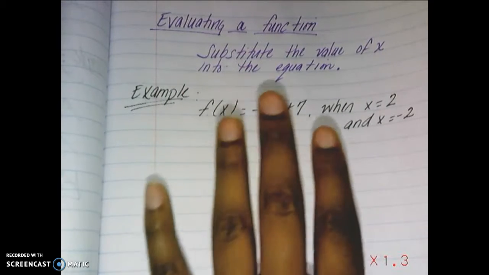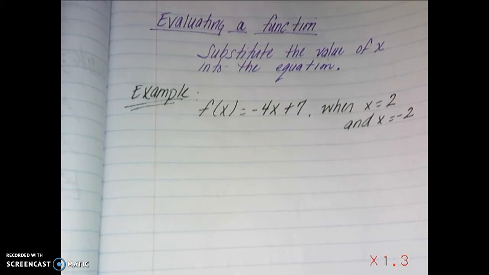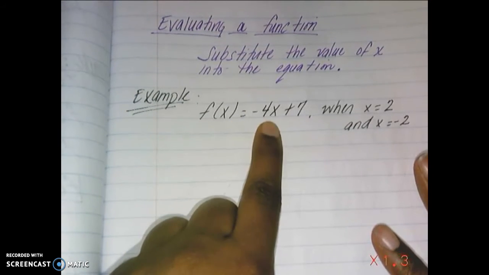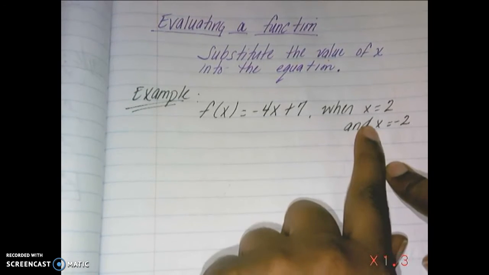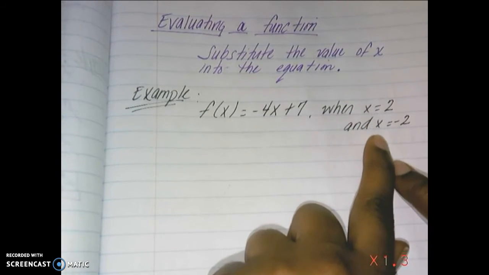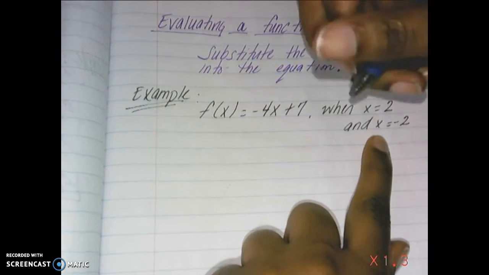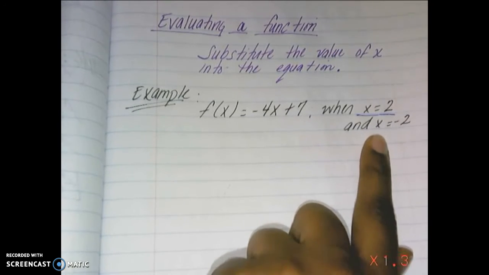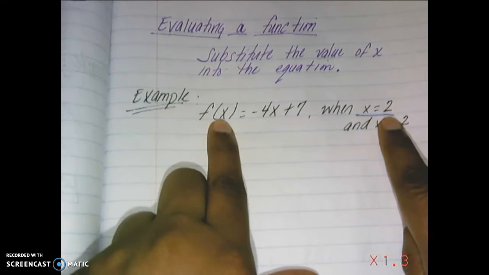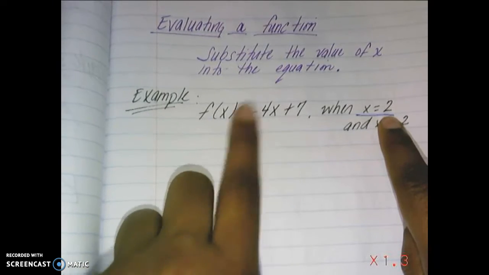Okay, so next we're going to evaluate a function. When we evaluate a function, all we're going to do is substitute the value of x into the equation. So our first example is f of x is equal to -4x plus 7 when x is equal to 2 and when x is equal to -2. So we're going to start off when x is equal to 2.